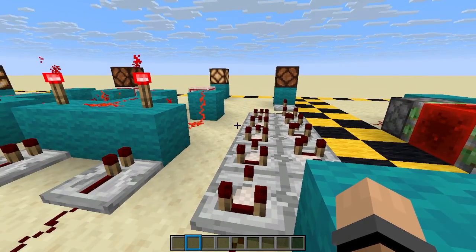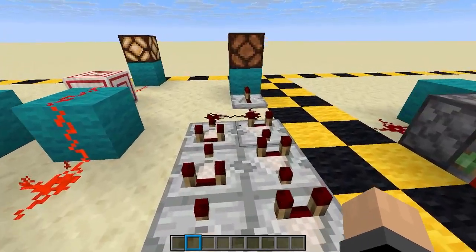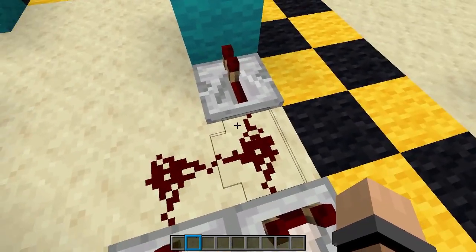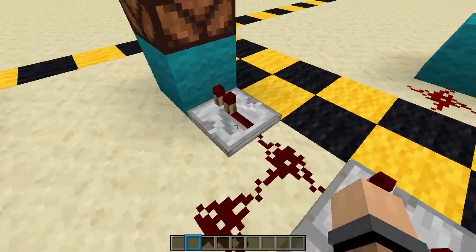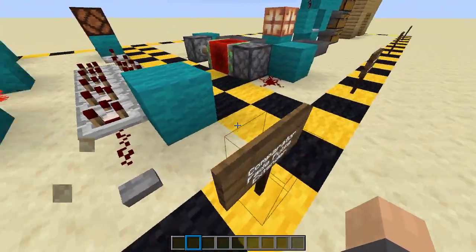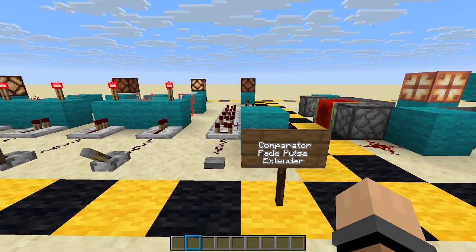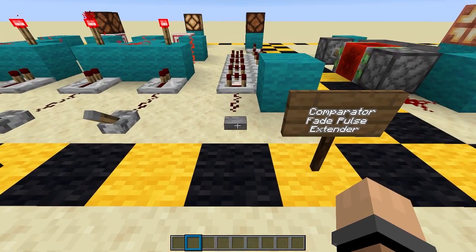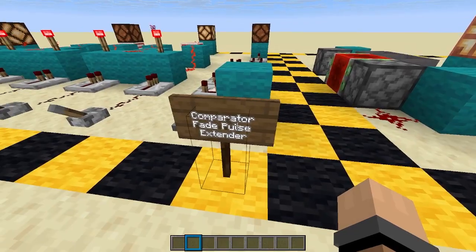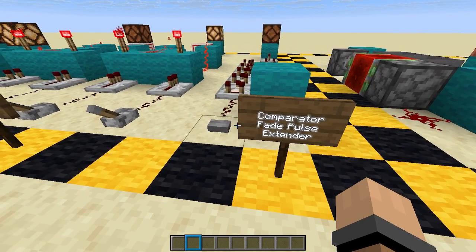But if it does need to be longer, you can then have it so that this leads into another one, and so on and so forth, as far as you need. And it automatically turns itself off, so I find this one to be very useful personally.